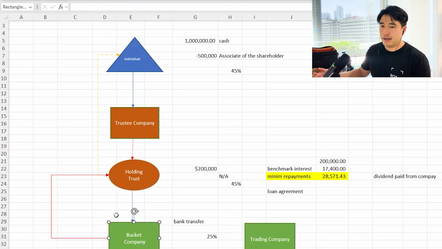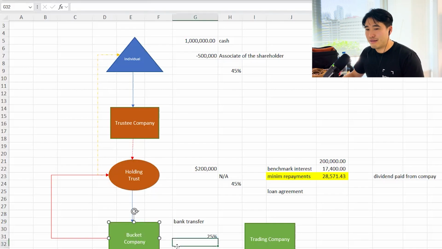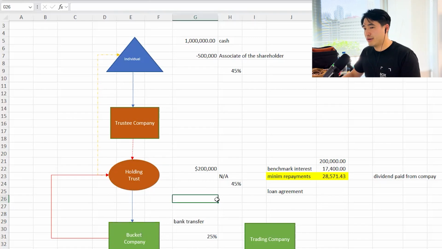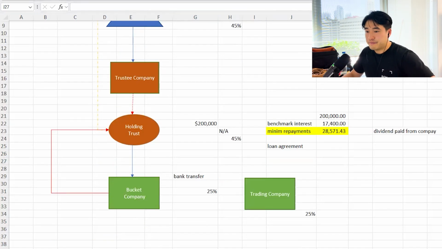But if you don't pay it and you take that money and put it somewhere else, then you create a loan between the trust and the company. It's the opposite way, where the trust owes the money to the bucket company because the bucket company is supposed to receive the money but still hasn't. And that's where Division 7A happens. I hope that makes sense.